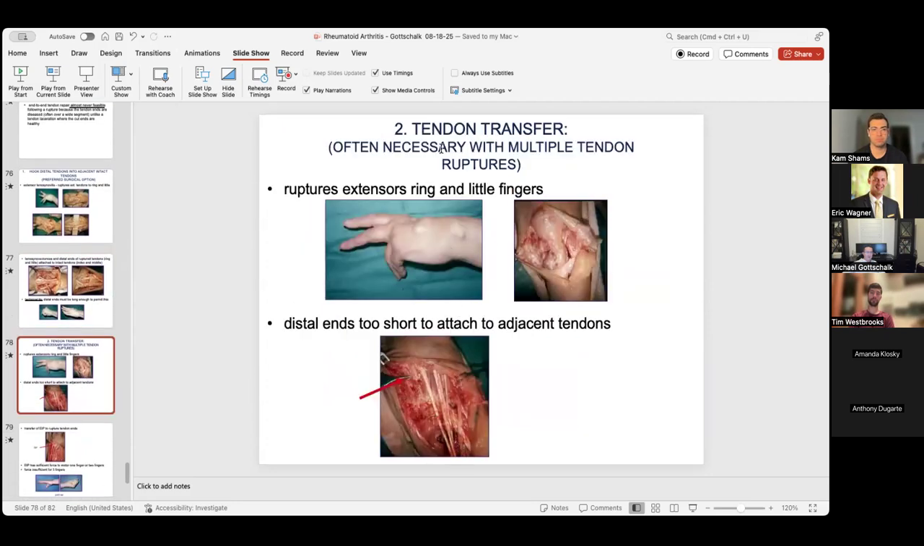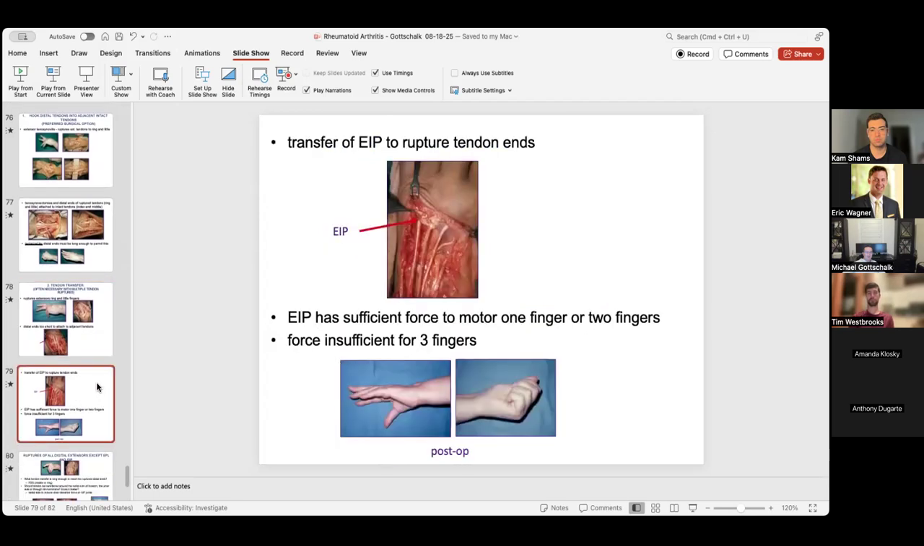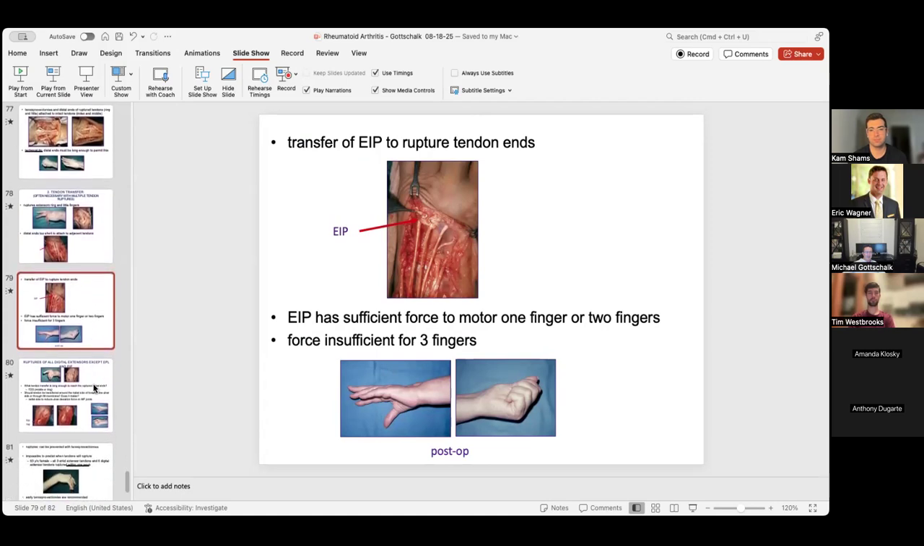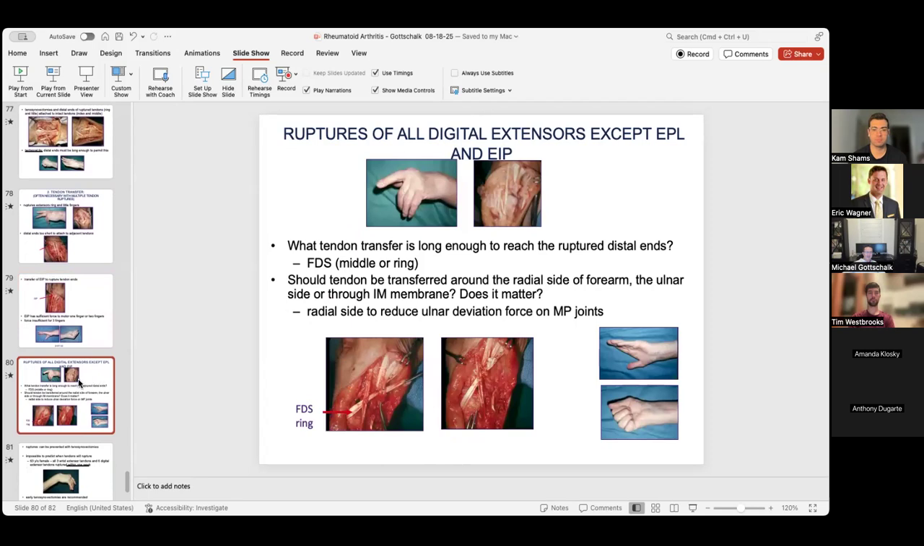The other stuff, so here where you've got multiple tendon transfers, so rupture of the extensor ring and little fingers, if the distal ends are too short, then this is often where you'll think about either tendon transfers like the EIP to both tendons. And as I said, it has sufficient force to motor one finger, two fingers, but not enough for three. And so that's just something to keep in mind as to how many you have and where you're going to transfer them.